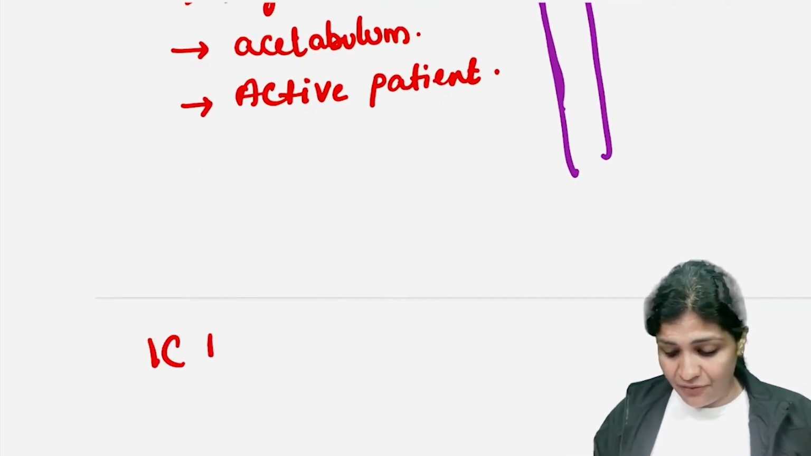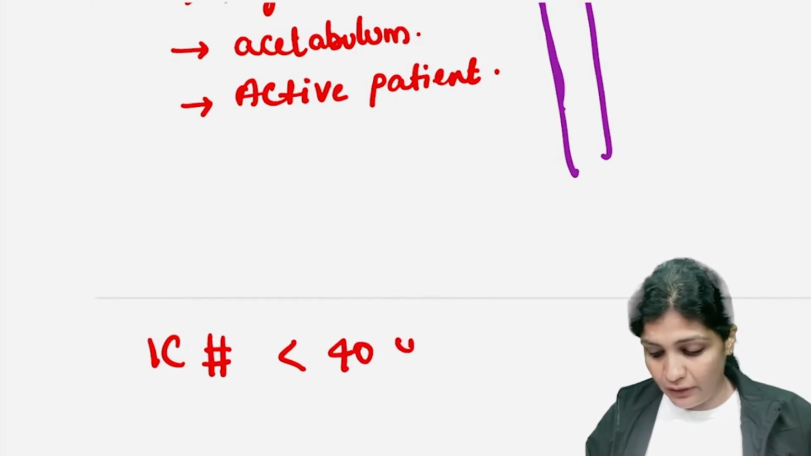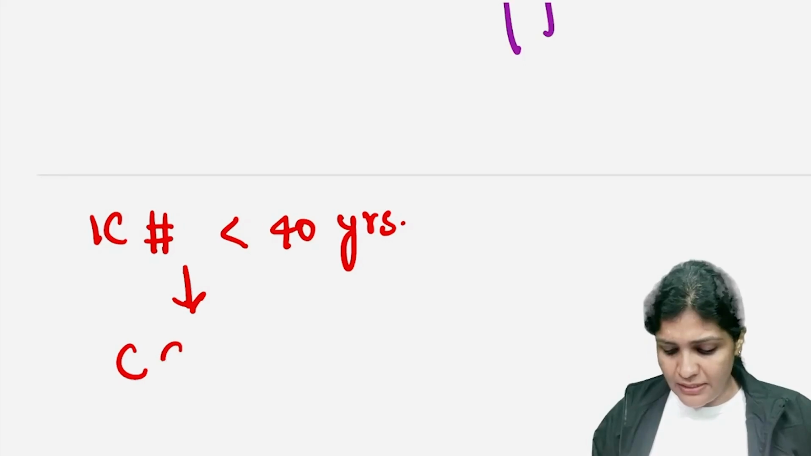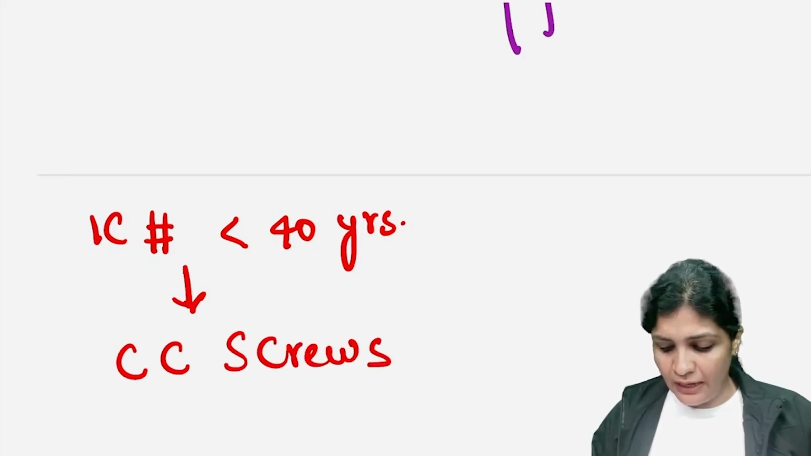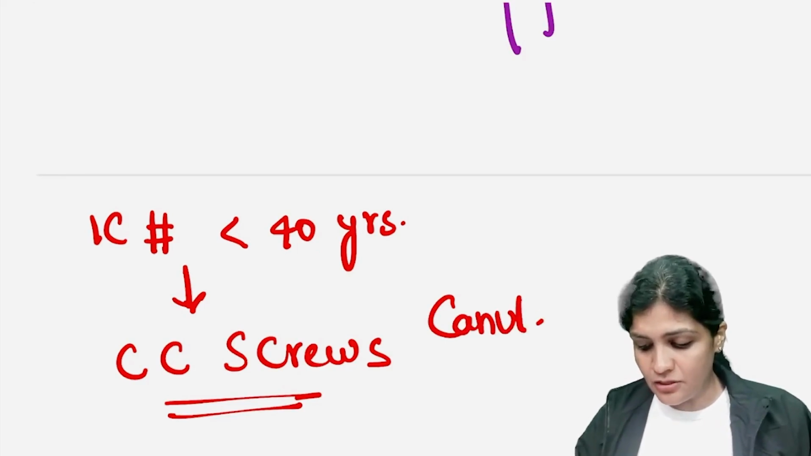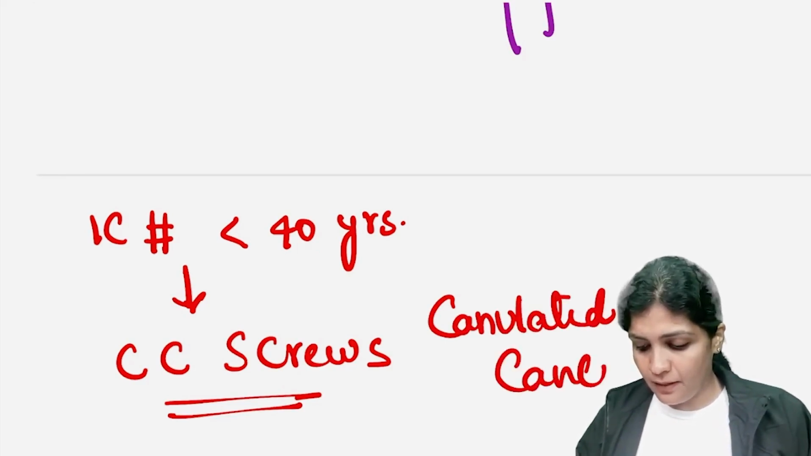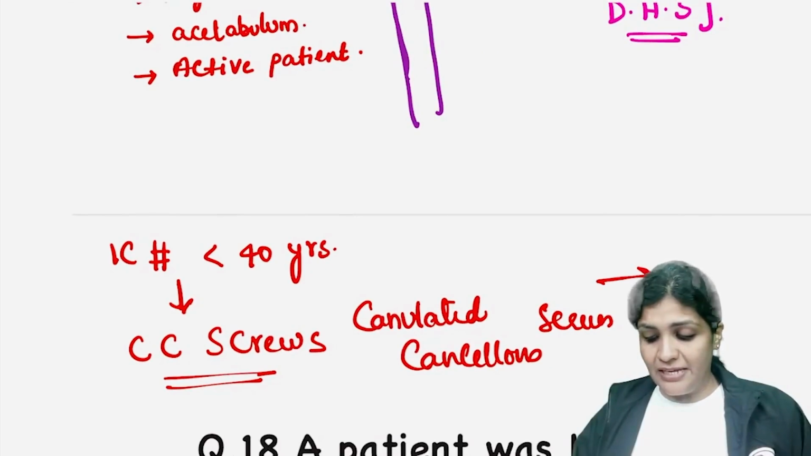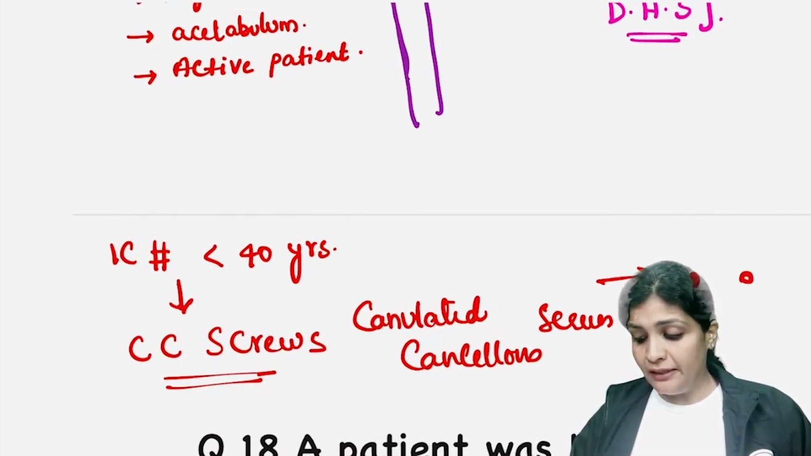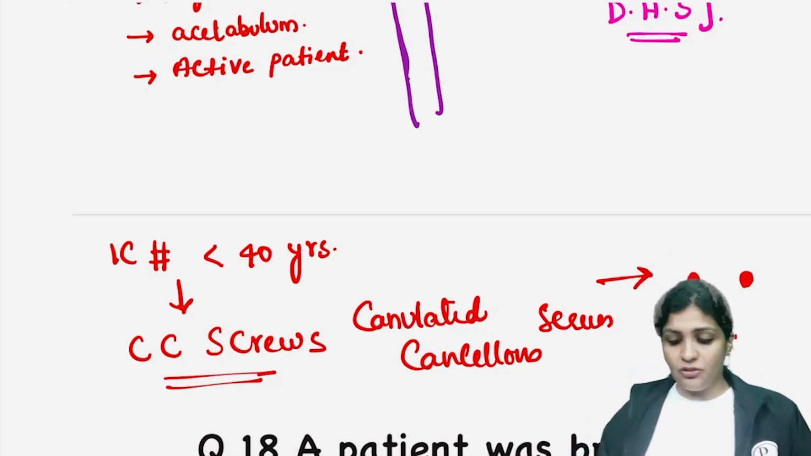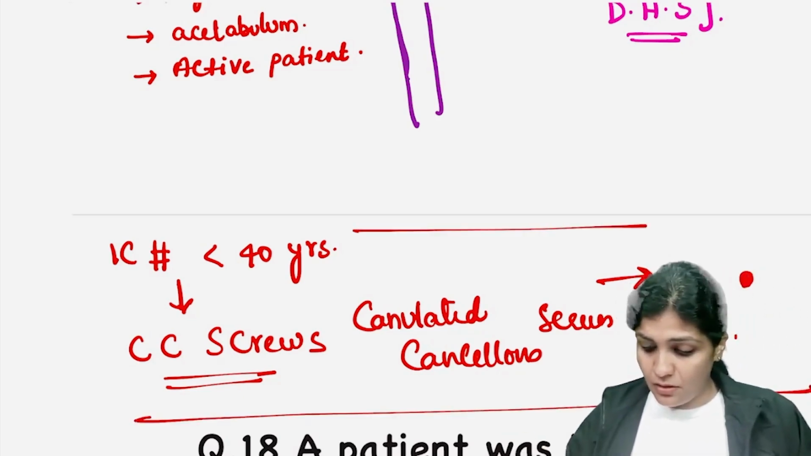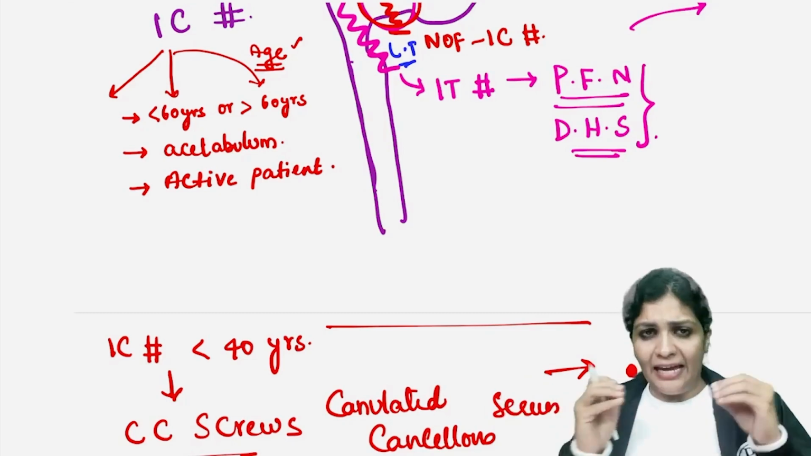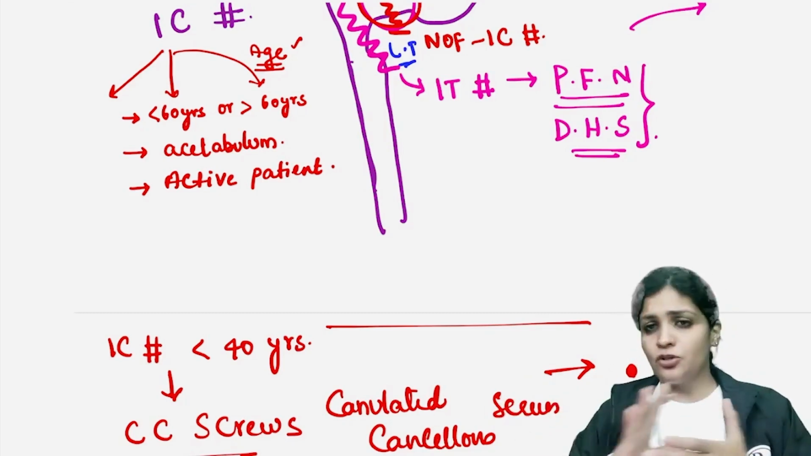And if IC fracture is seen in less than 40 years, you go for CC screws. CC screws are cannulated cancellous screws. Understood? Straight away, if there is less than 40, cannulated cancellous screws in the inverted triangle fashion. So this is the answer for this. Right? This we are done. So IT fracture we are sorted. It is PFN or DHS sorted. IC fracture, if it is less than 40 years, CC screws sorted.